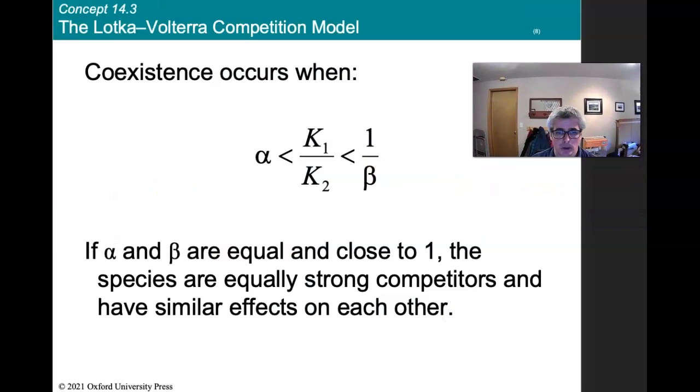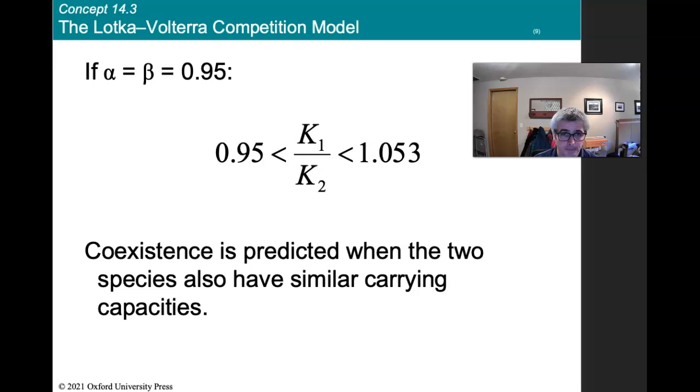So coexistence occurs when alpha, the competition coefficient for species 2, is less than the carrying capacity of species 1 divided by the carrying capacity of species 2, which is less than 1 divided by beta, the competition coefficient for species 1. So if alpha and beta are equal or close to 1, the species are equally strong competitors and have similar effects on one another. So there's not a big imbalance in their competitive strength.